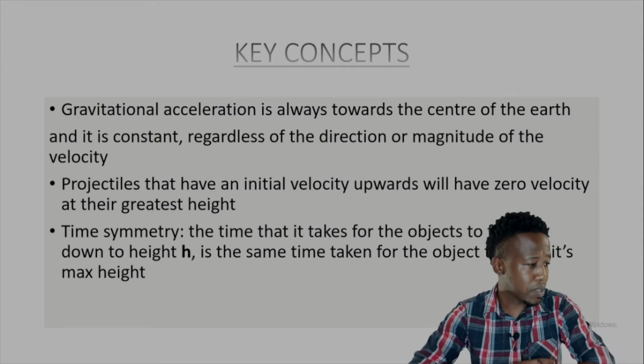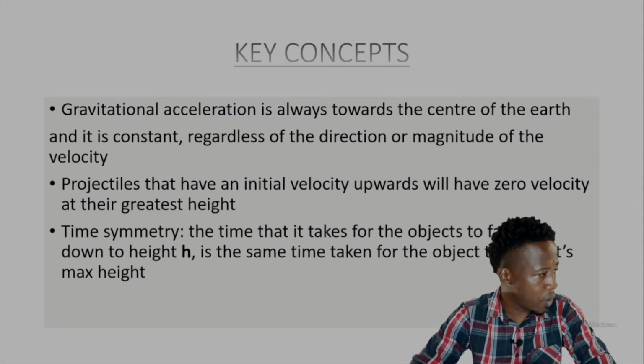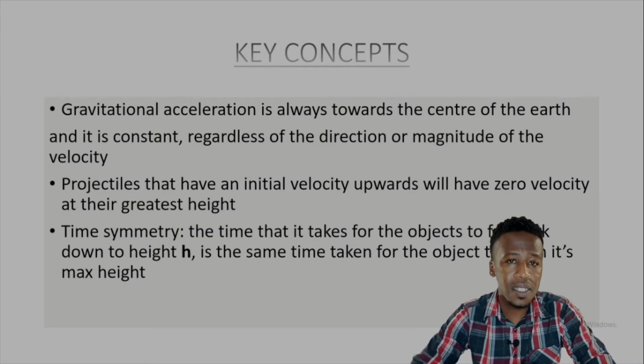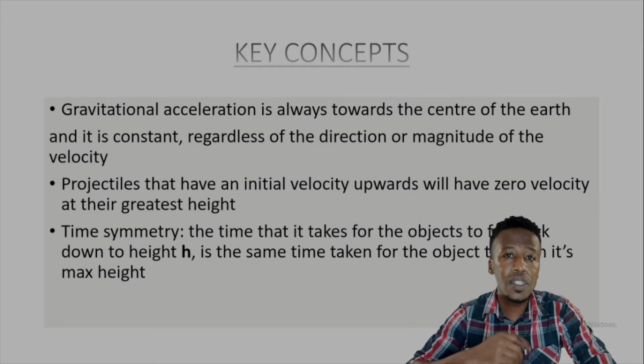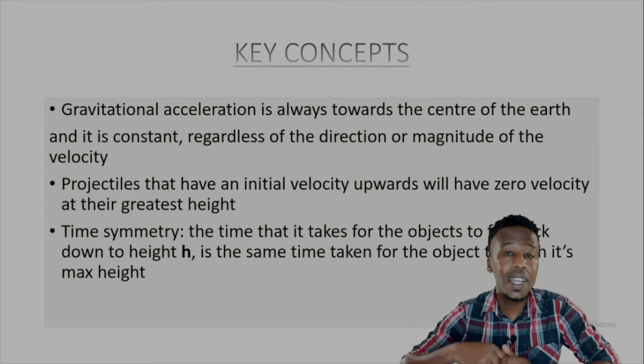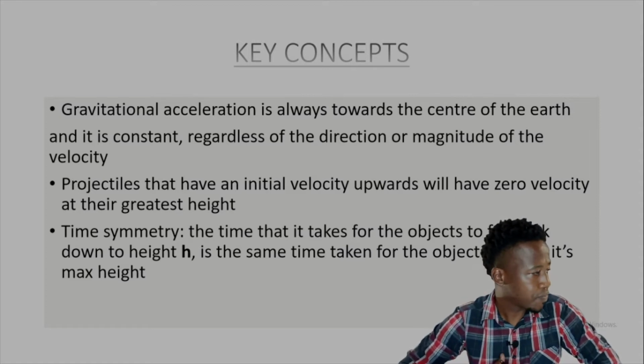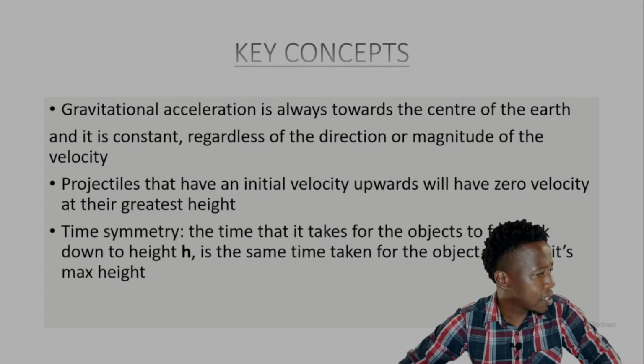These are the key concepts that actually will get us going. The first one is gravitational acceleration is always towards the center of the earth and it is constant. Now what makes it constant is, like I said, in an ideal situation it is constant when we neglect the air resistance, right? Now projectiles that have an initial velocity upwards will have zero velocity at their greatest height.